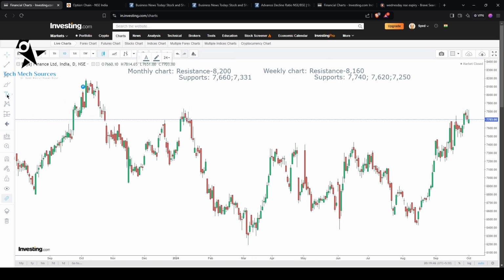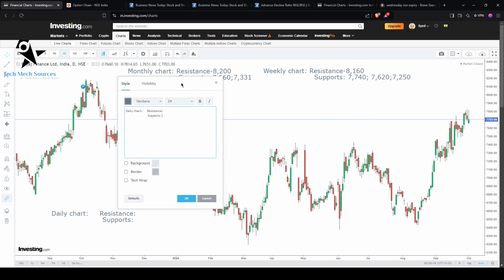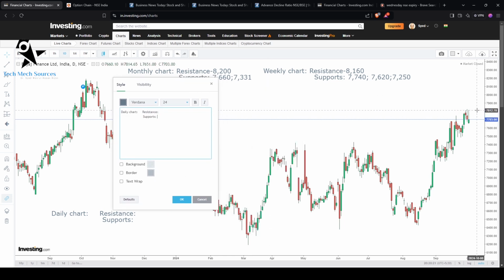Next one, anchored text. I am talking about, let me keep it here. So it is daily chart. Daily, let me write it here, daily chart. And the resistance and the support. What is the resistance in the daily chart? Let me delete this. The resistance in the daily chart, of course, will be here, 7,822.